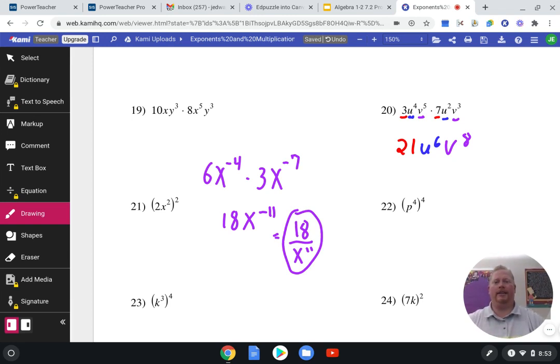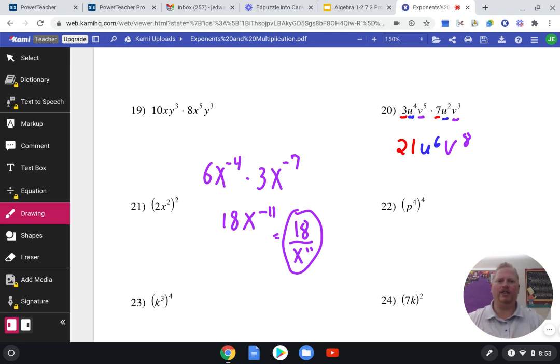Now you may see these other problems like 21, 23, 22, 24. Those look a little bit different than what we've been doing. That's because we're going to use a different rule for that. So we just learned the product rule. Later on, we're going to learn the power rule and then the quotient rule. And the way problems look will determine which rule we're going to use.